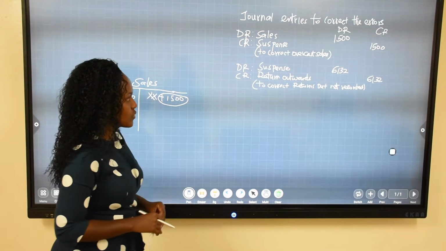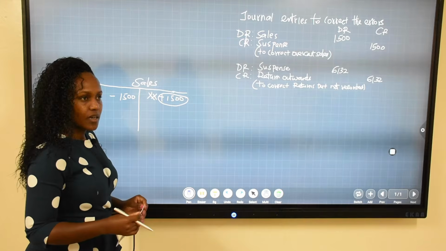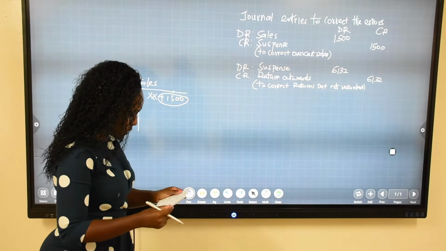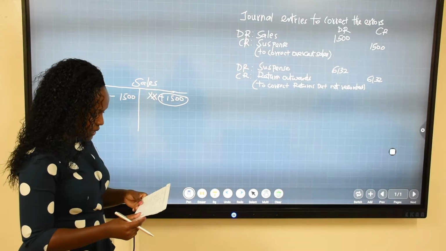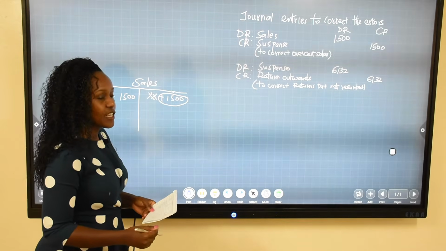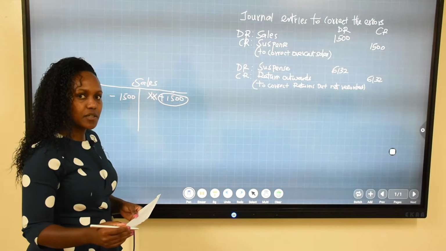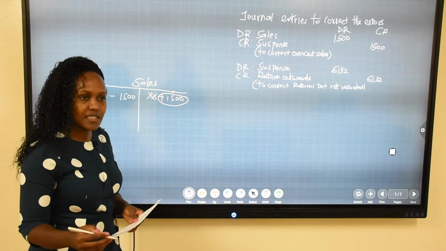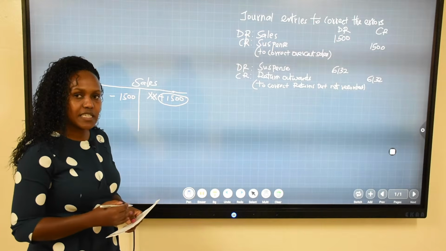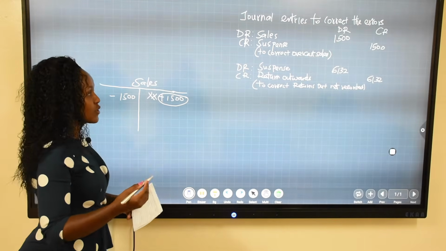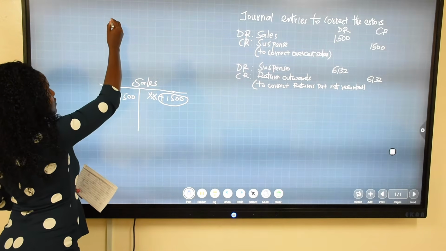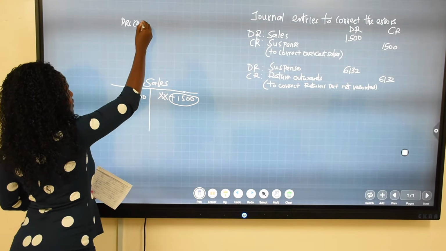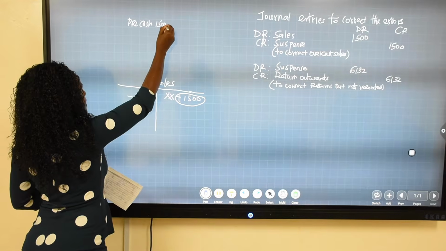You have to correct return outwards not recorded. The next one, number 3, is that cash that was received from a debtor. We received 15,000 from a debtor, but it was not recorded in the debtor's account. So let me come back here and say that we have received, simply, cash from a debtor, 15,000.